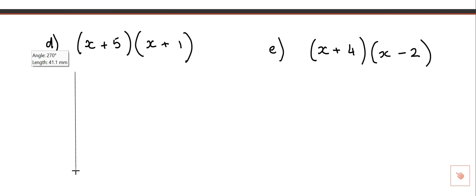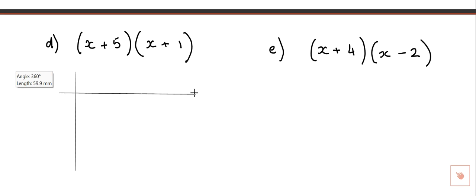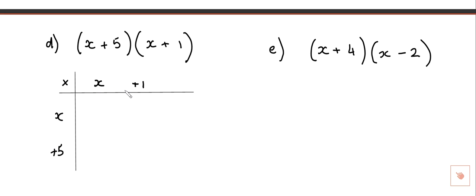So let's just do this first one before you go into the harder one. So I've seen in your book you're doing it. So we're multiplying, and we've got x plus 5, and we've got x plus 1. We separate that out, make it easier. X times x is x squared.